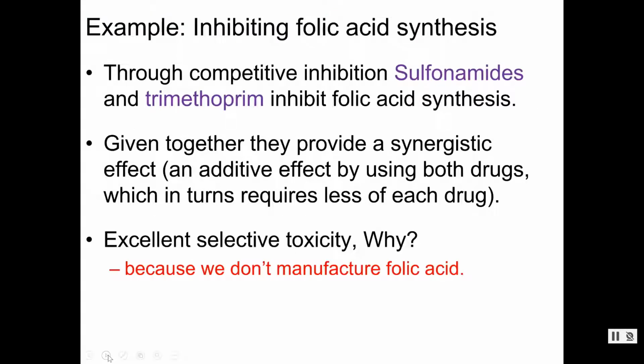All right, let's do an example. And again, there's lots of possibilities. We just need to know the pathways in the pathogen, and then look for the ones that are different. This is one example of a metabolic pathway that we can inhibit, and this has to do with folic acid.